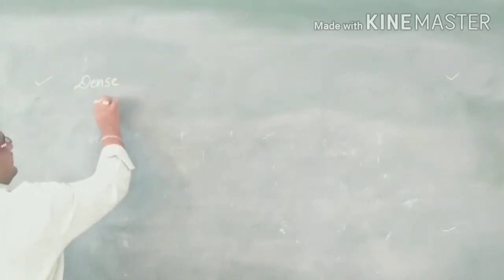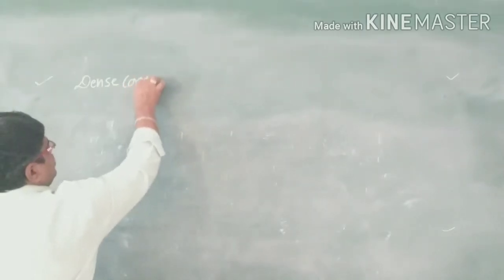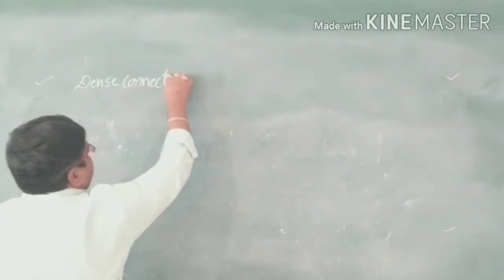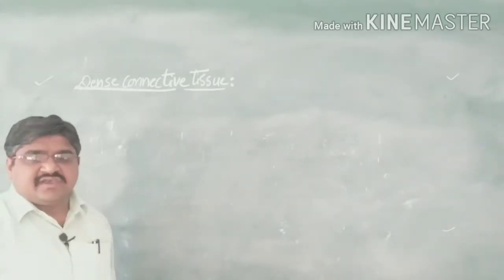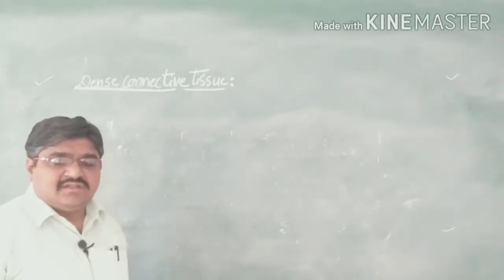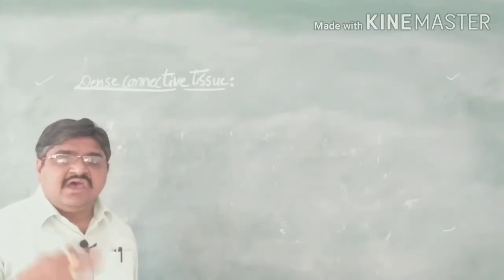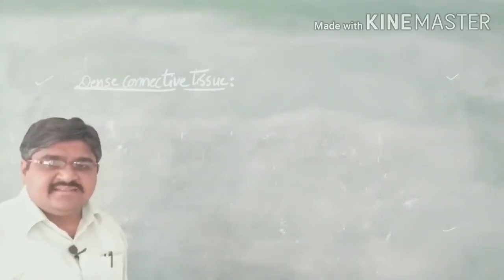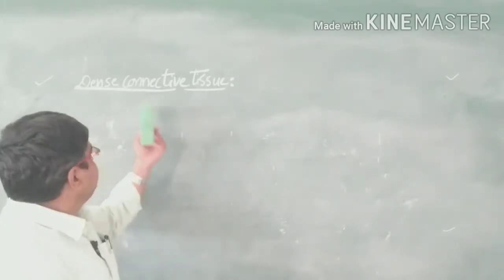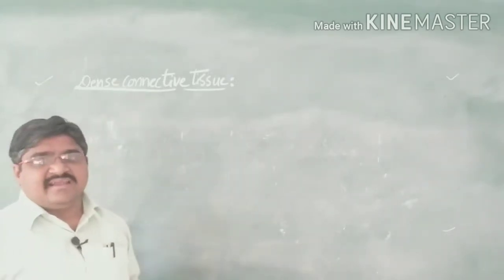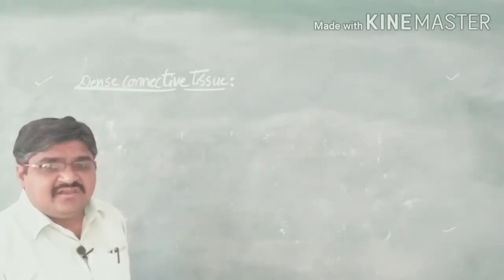Next, coming to the second one, that is dense connective tissue. Here in dense connective tissue, the orientation of the fibers, the fibroblast cells as well as the collagen fibers, is arranged in the form of rows. Majorly, dense connective tissue is classified based on regular and irregular arrangement.